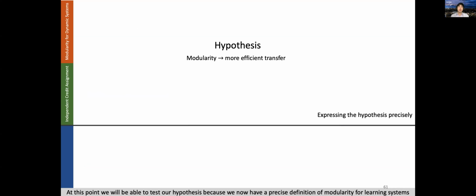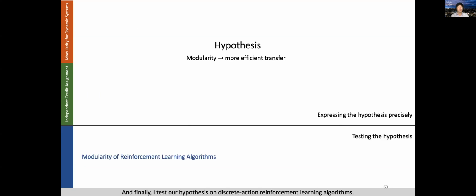This talk is organized into 3 parts. In the first part, I extend the definition of modularity developed in the causal literature to describe dynamic systems. In the second part, I show that learning algorithms are examples of dynamic systems and propose a test to determine whether credit assignment mechanisms can modify the learnable components independently. At this point, we will be able to test our hypothesis because we now have a precise definition of modularity for learnable systems and a practical criterion for testing whether a learning algorithm meets that definition. And finally, I test our hypothesis on discrete action reinforcement learning algorithms.